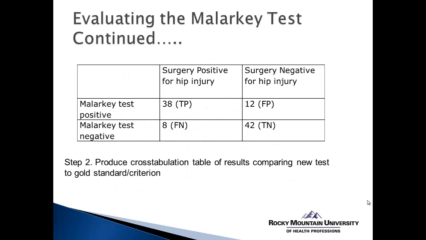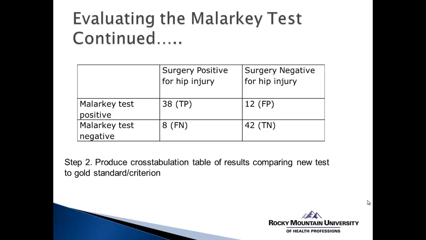Now the next step in evaluating the Malarkey test and calculating these measures is we need to actually have our data organized. Typically how we would do this in SPSS is we would have 2 columns of data. One column would be the results for our individual people on the Malarkey test, and it's typically going to be dichotomous: they have a positive test or a negative test for Malarkey. All that data would be in one column, and then the second column would be the results of the gold standard or the reference standard, in this case surgery. So the results of whether or not they have an injury would be placed in that column.